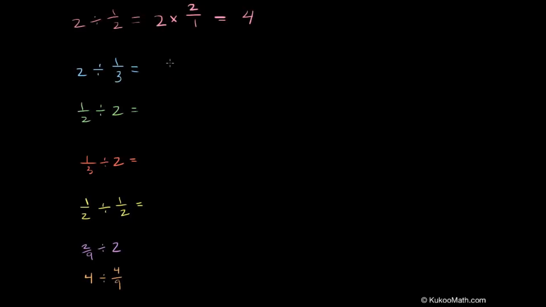2 divided by 1/3. That's the same thing as 2 times 3 over 1. So now we know how to do this. So it's 2 times 3 is 6 over 1, which is just 6.